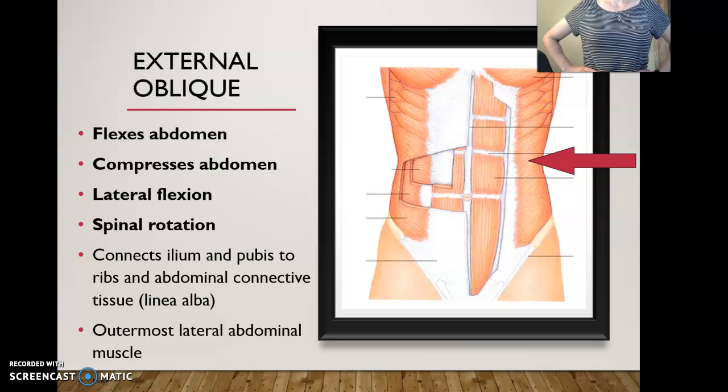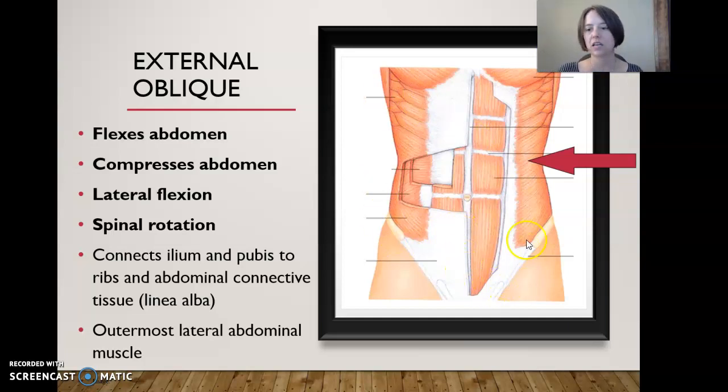Lateral flexion is where you flex on one side. So it goes one way and the other. And then spinal rotation is where you are rotating your spine. So it helps do a lot of different movements.